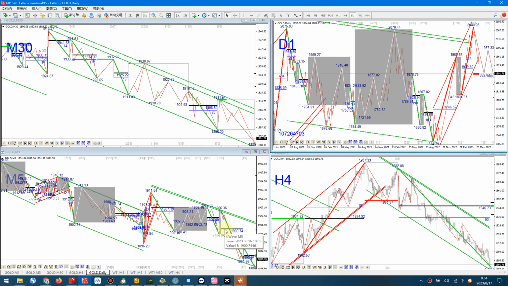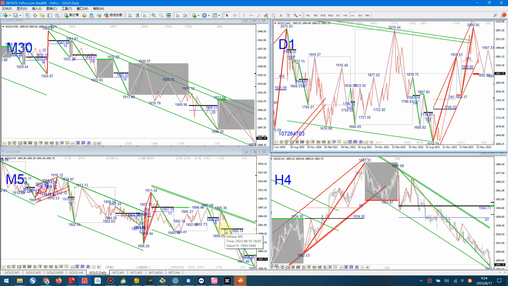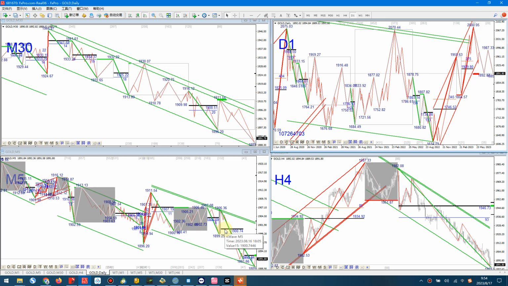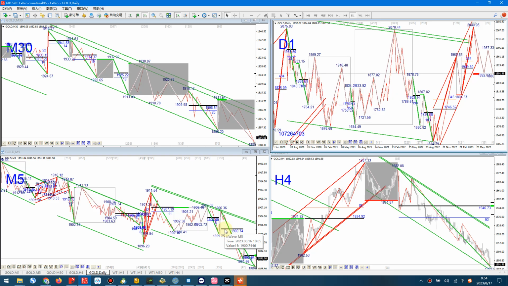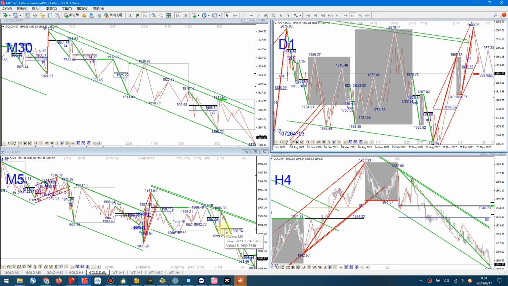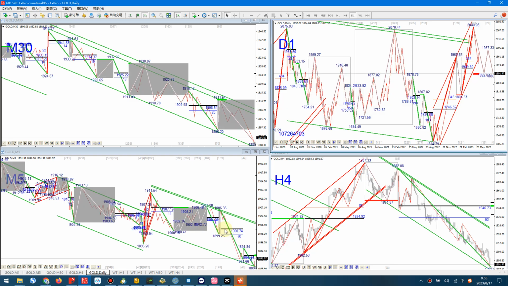Pullback also has a trend. That is, the small level pullback is upward. In terms of pullback, it is an upward space. The small level pullback, after the pullback is completed, then has a short position, and then we have to follow.